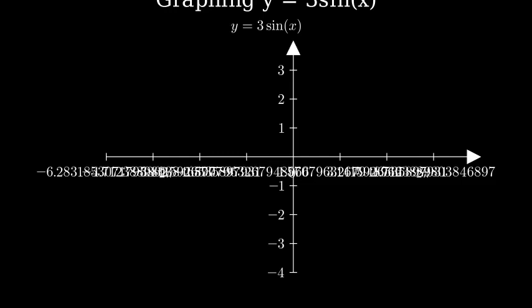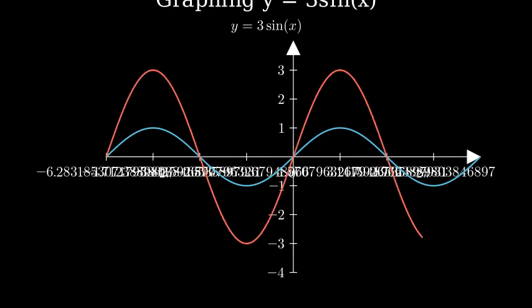First, let's graph the standard sine function, y equals sine of x, in blue. This will help us understand how multiplying by 3 affects the graph. Now, let's see what happens when we multiply sine of x by 3. The new function, shown in red, has the same basic shape, but it's stretched vertically by a factor of 3.